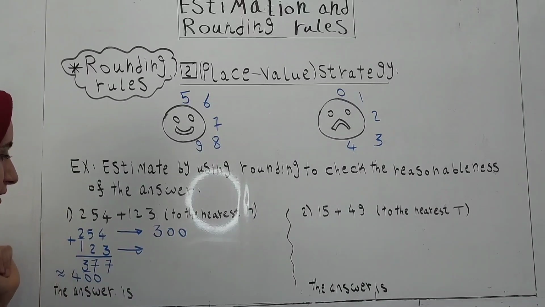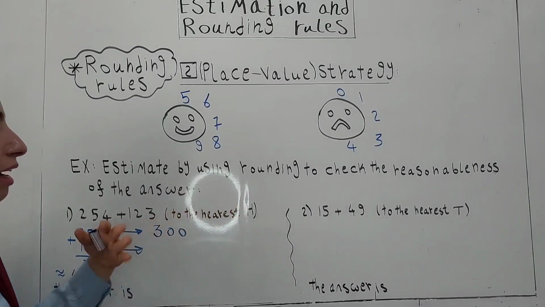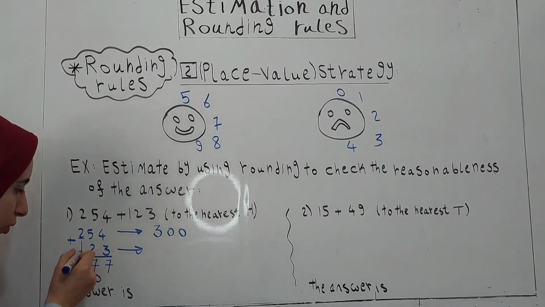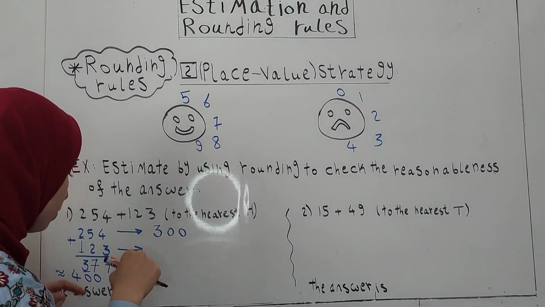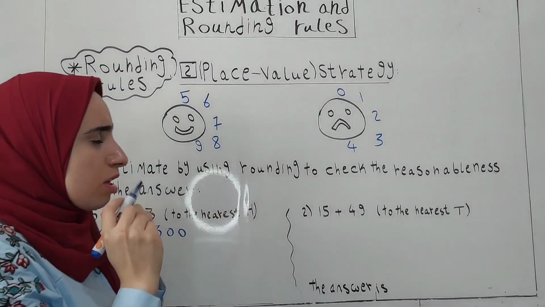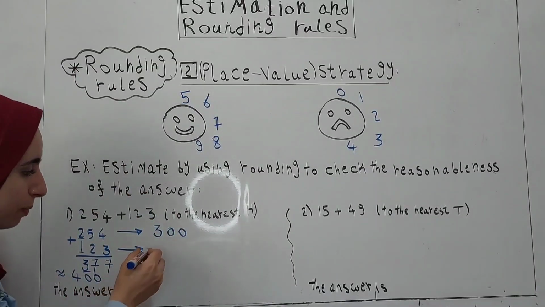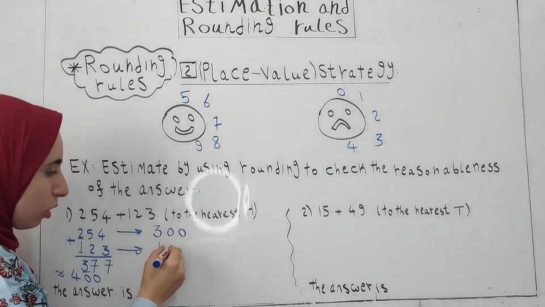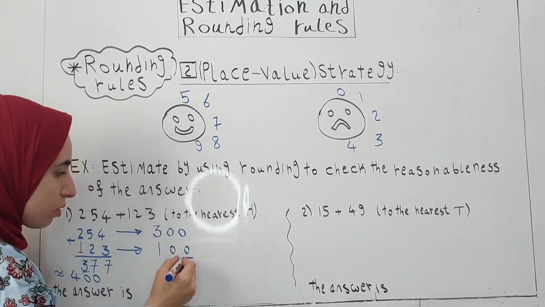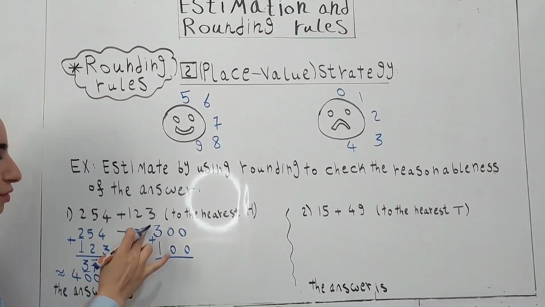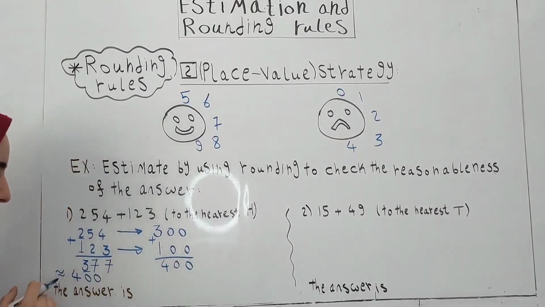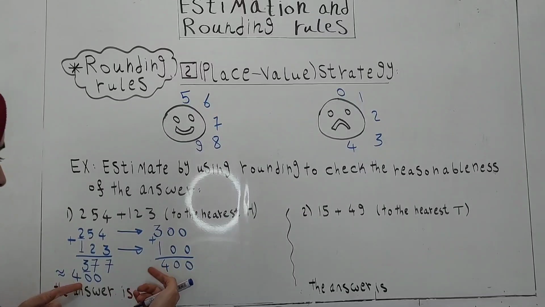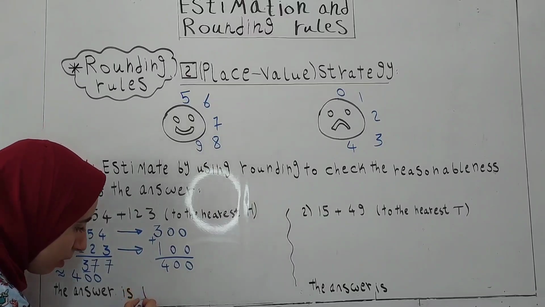The second addend. Where is the digit in the hundreds place? The digit 1. We underline it. And we're looking at the digit in the next door, which is 2. 2 is a sad number, so we put the digit 1 as it is and replace the ones and the tens place with 2 zeros. Then we add 300 plus 100 equals 400. Now they are the same, so the answer will be reasonable.